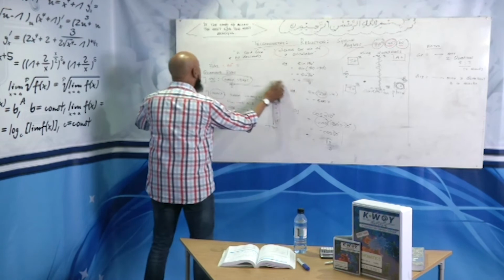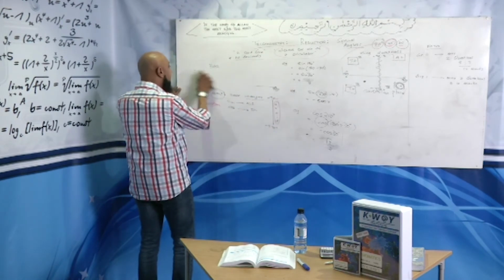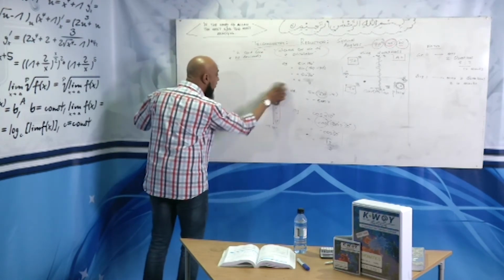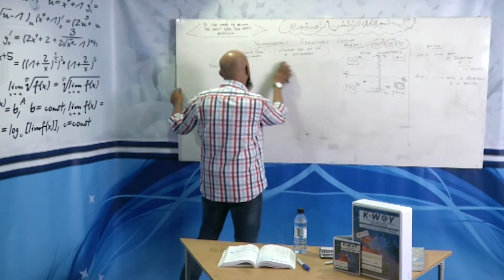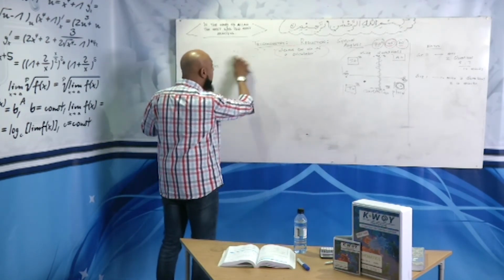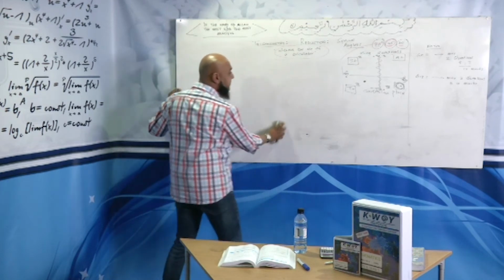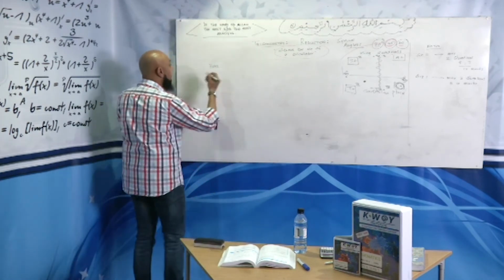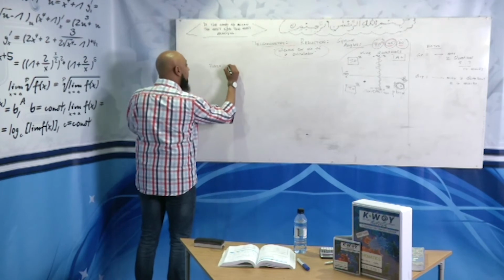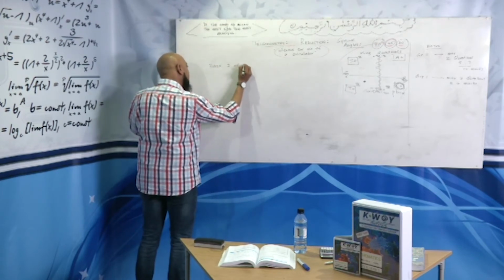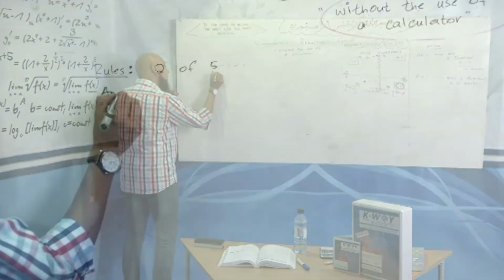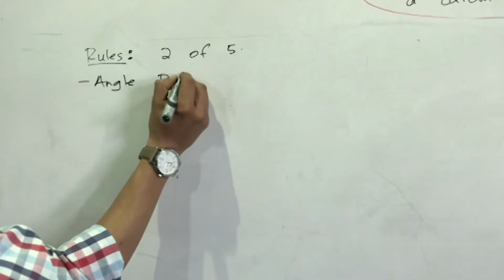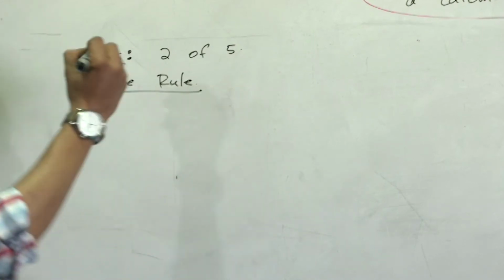So let's now go to rule 2. Right? So rule number 1 was the quadrant rule, and I hope you took them all down. We're now going to go on to rule 2. And rule 2, this is rule 2 of 5, and let's call this the negative angle rule. Okay? I hope you've taken all this down, boys and girls.